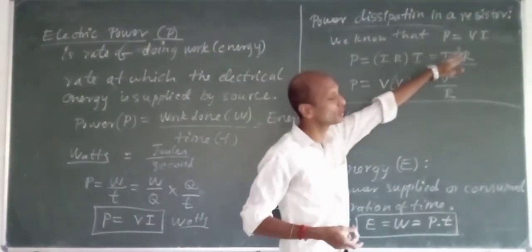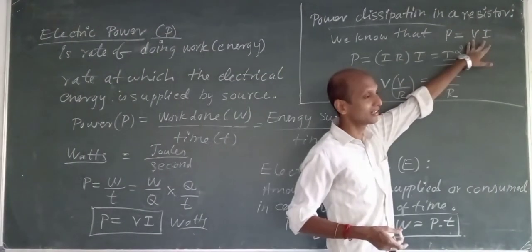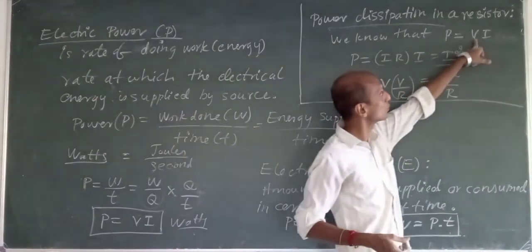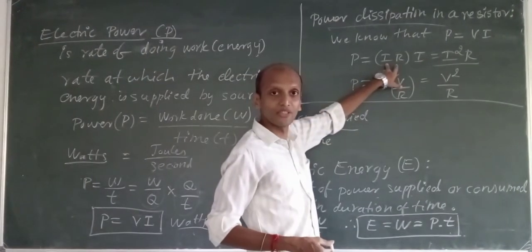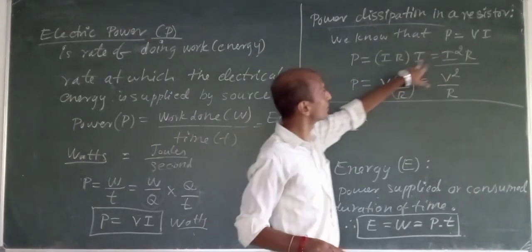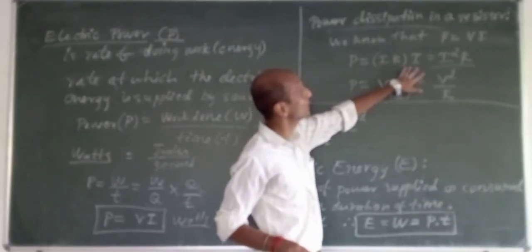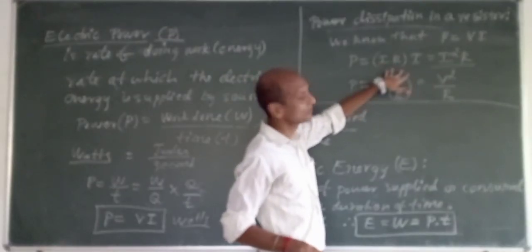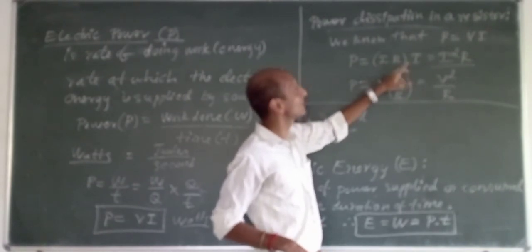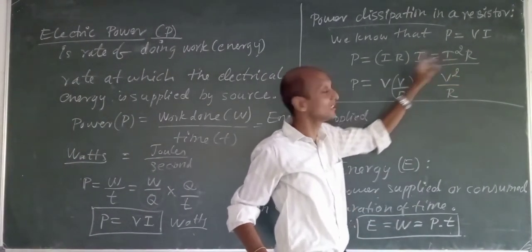We know that P is equal to V into I. Power is equal to voltage into current. Now I can write this voltage V as I into R, from Ohm's law. So instead of V I have written I into R. Now if I multiply this, I square R will be the power.